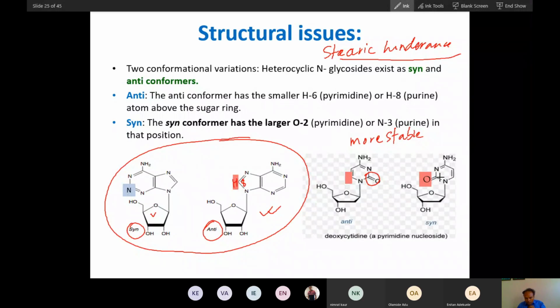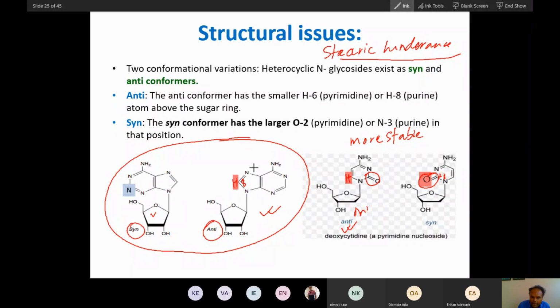Now you can see this is 1, 2. In the case of cytosine, uracil and thymine, which are pyrimidines, if the 2-oxo group comes directly above the sugar, this is called syn. But if the 2-oxo group is on the opposite side, and in place of it the 6-hydrogen comes above the sugar, it is called anti. This is a much more stable configuration.